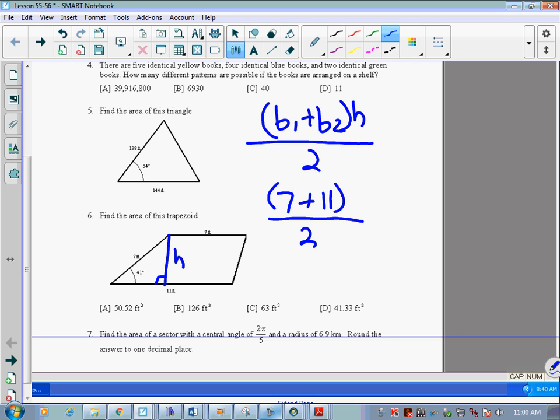We're still using sine because h is still opposite my angle. 72 is still my hypotenuse. So we're doing sine 41 equals h over 72. So we're doing 72 sine 41. Okay, we're going to find that. Let's take that to the nearest hundredth.